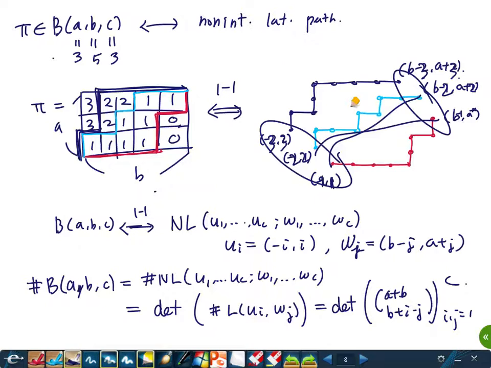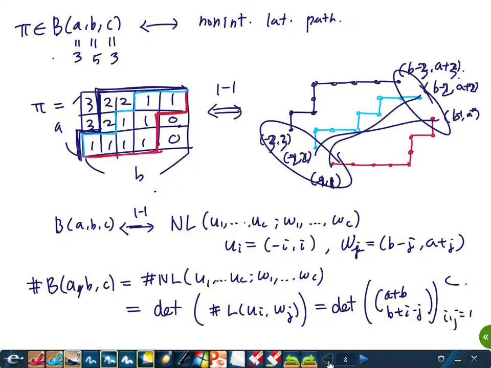Okay, so for a lattice path L, let's define the weight. Here we have a weight of pi, right? Because we want to compute the sum of this, not just the number. So we want to understand what this number means over here. Actually it's not that difficult. Can you read off this number by looking at just this?